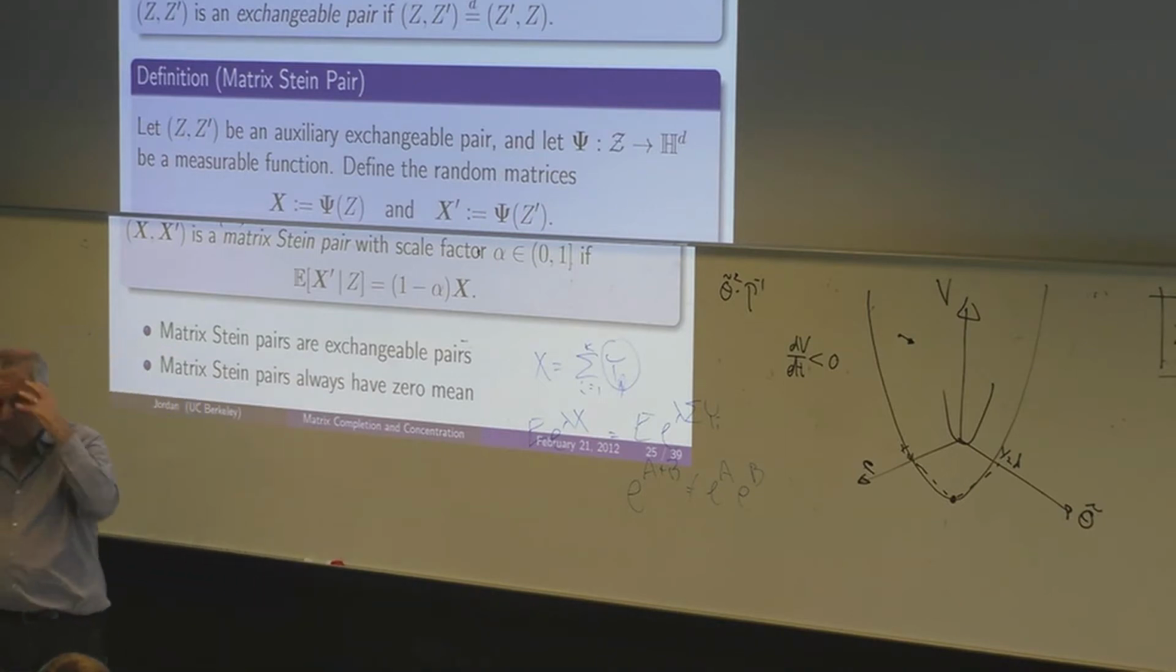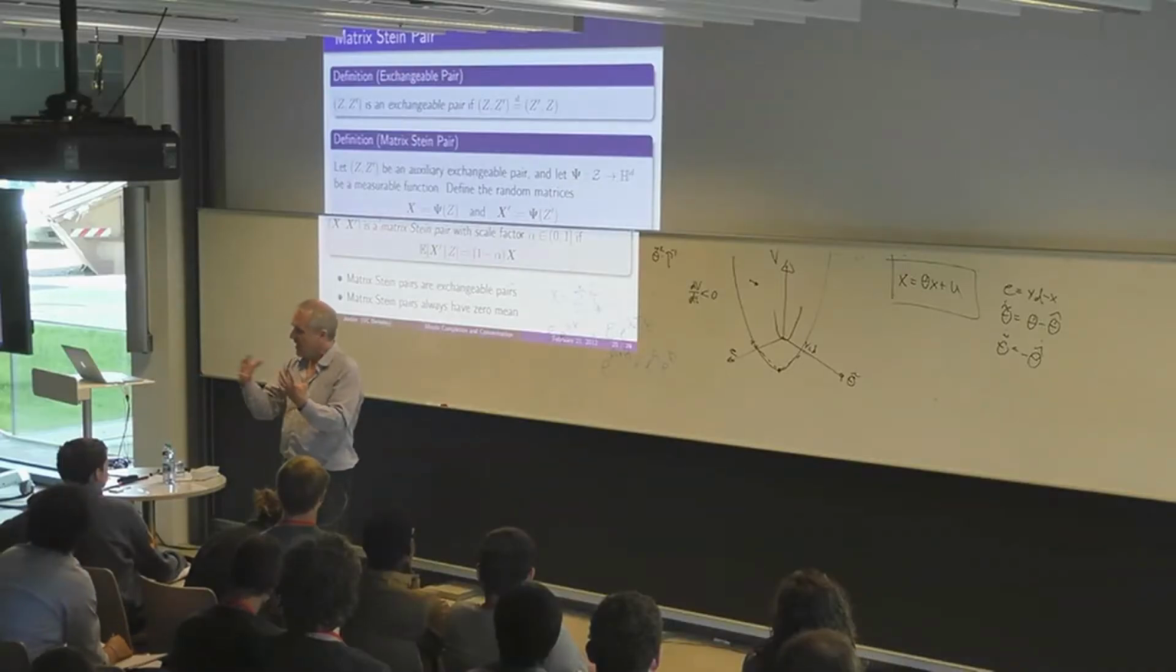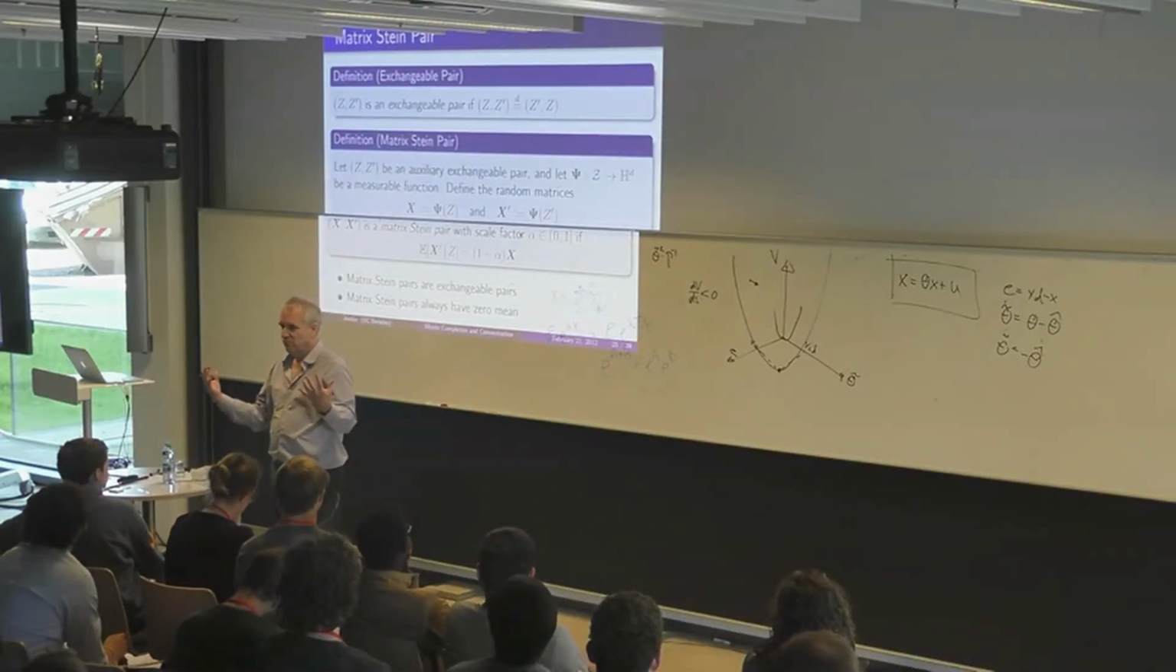All right? So I'm trying to prove something about a concentration of a quantity X. The art here is I'm going to pick an X prime, which is close to X, and it's exchangeable with it. Right?